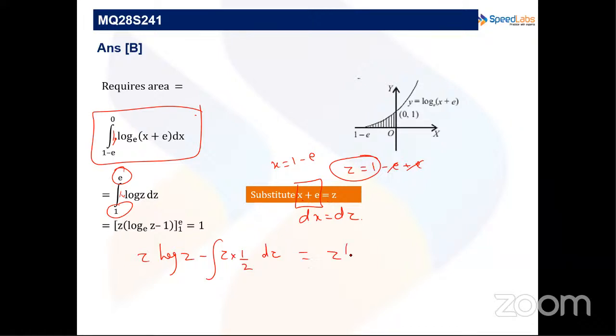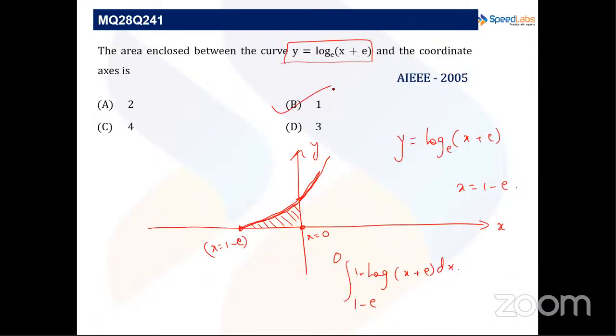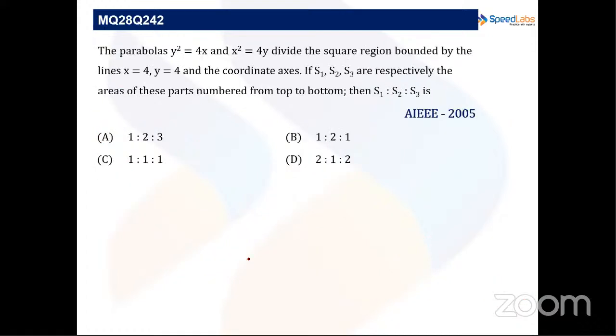So the integration will be z log z minus z, and our limit is from 1 to e. So putting e, log e will be 1, minus e, that will be 0, minus, when you put 1, log 1 will be 0, and this is minus 1. On solving this, you will get the area will be 1. So our required answer is B. Moving to the next question.